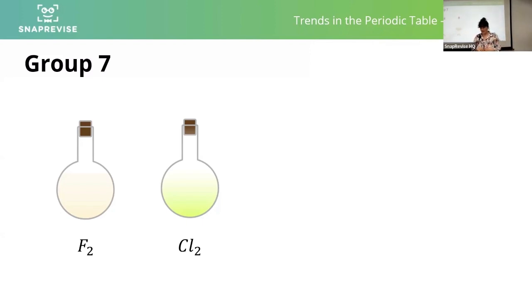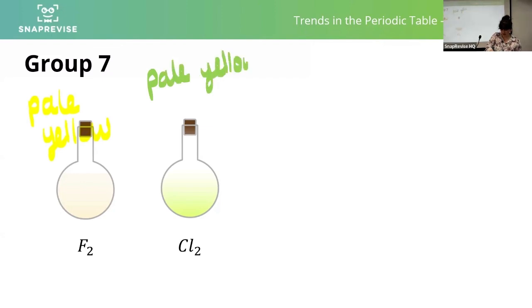Fluorine is a pale yellow gas. Okay, actually, I'm going to try and do them coloured. If you can't, you might not be able to read it. Oh no, that's not very easy to read at all. Let's try a bit better. Pale yellow. Fluorine is pale yellow gas. Chlorine is a pale yellow green gas.